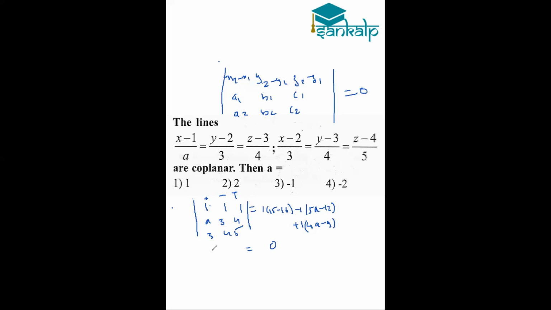So on simplifying this, we get minus 1 minus 5a plus 12 plus 4a minus 9 equal to 0. So on simplifying, we get minus a plus 2 equal to 0. Or the answer will be a equal to 2. Okay, so a equal to 2. Option 2 is the right option.